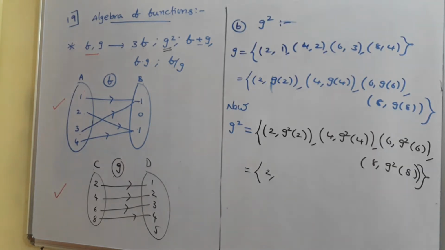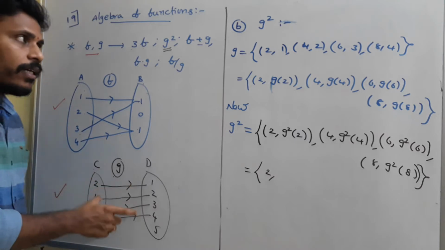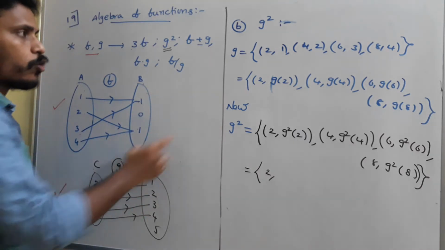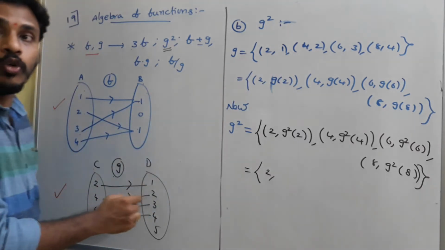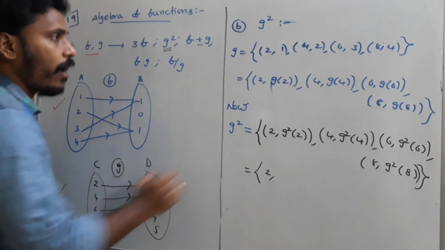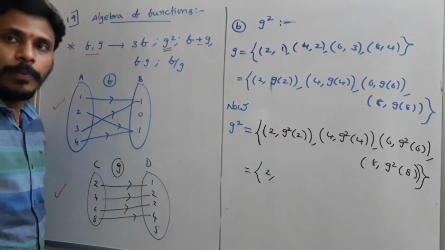So now it is g square. First of all, you just write g in list form. 2 connects to 1, so (2, 1). 4 connects to 2, so (4, 2), and then (6, 3), and then (8, 4). So these are the ordered pairs of g.